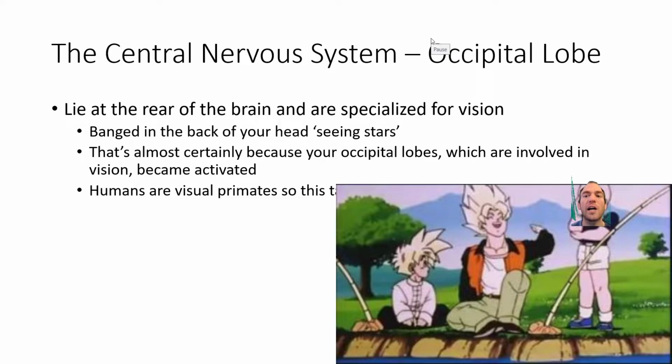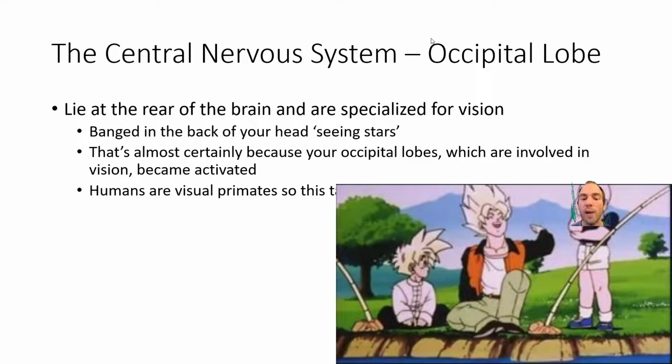And finally, the occipital lobe lays at the rear of your brain and is specialized for vision. So if you bang the back of your head, it's said that you're seeing stars, and that's probably because the occipital lobe is involved with vision, and it becomes activated if you smash yourself in the back of the head. Thus, you're literally seeing something because this vision part of your brain is activated because you got punched in the back of the head, and thus you see stars.